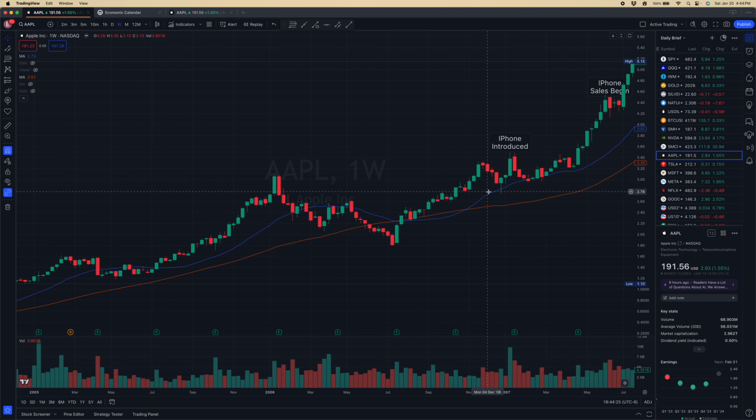And what I wanted to show you here is where the iPhone was introduced. This is January the 7th, I believe, when the iPhone is introduced. This is, again, by weeks. So whenever you're looking at this particular chart, each one of these bars represents a week.